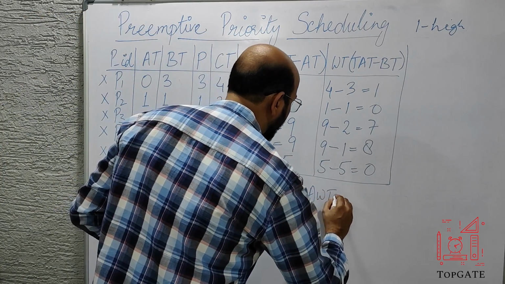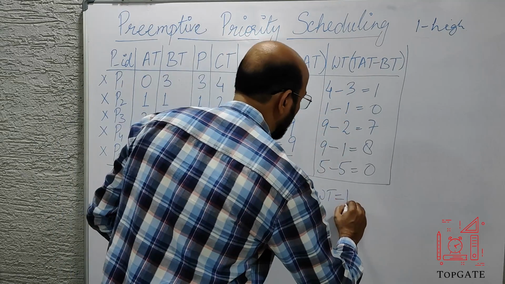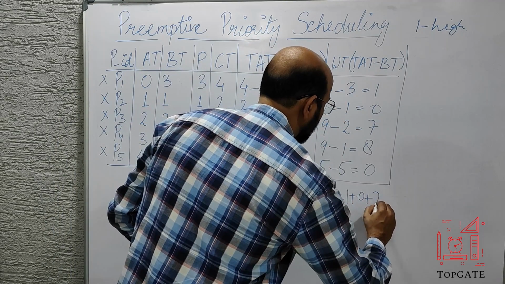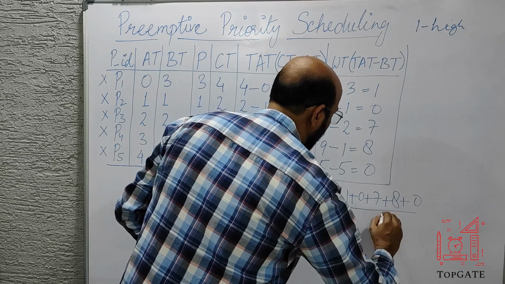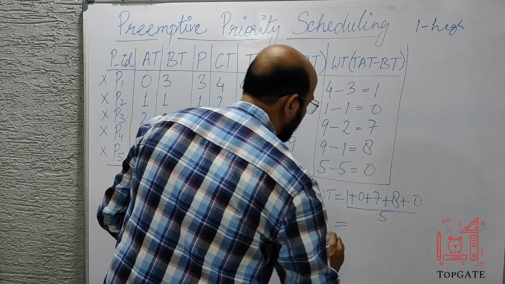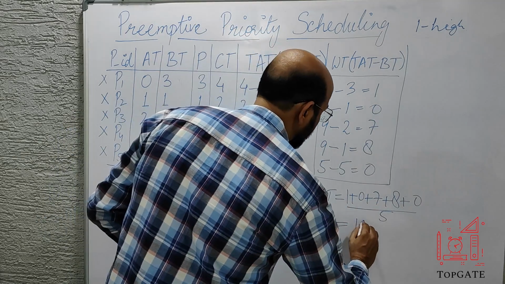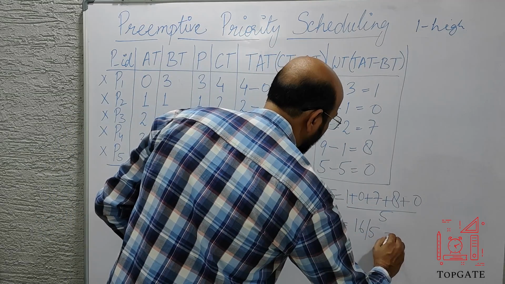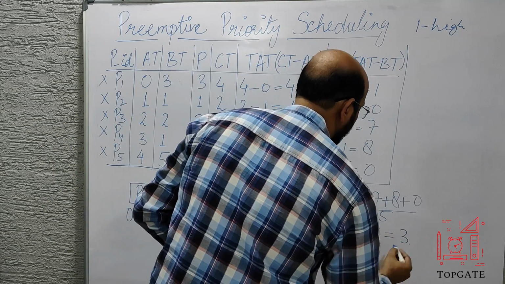So let's quickly calculate the average wait time. The wait times are 1, 0, 7, 8, 0. That is 1 plus 0 plus 7 plus 0 plus 8, divided by 5 processes. So 7 plus 1 is 8, 8 plus 8 is 16, 16 by 5. That will give you 3.2.